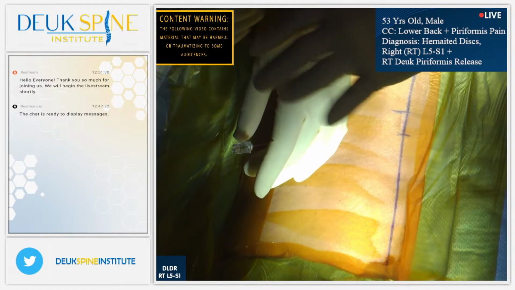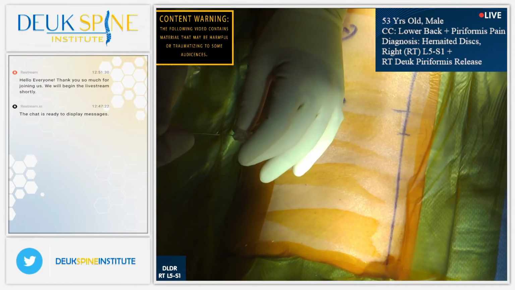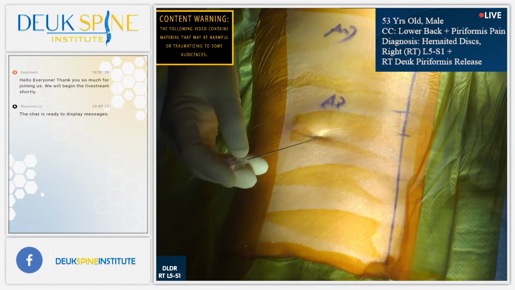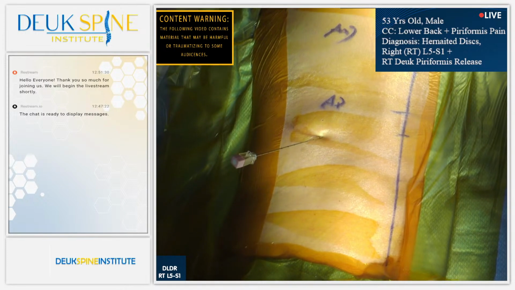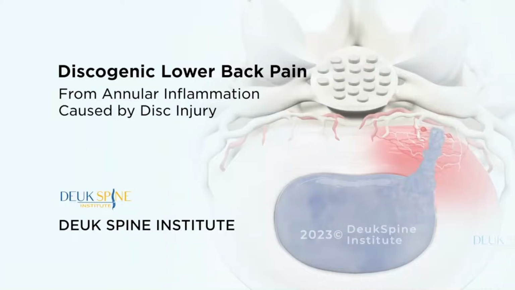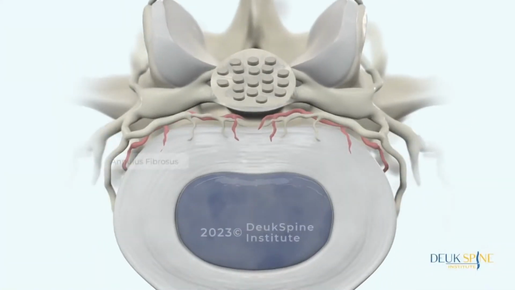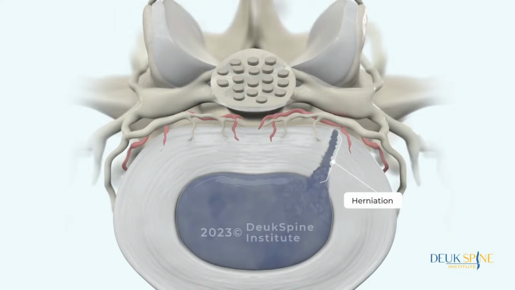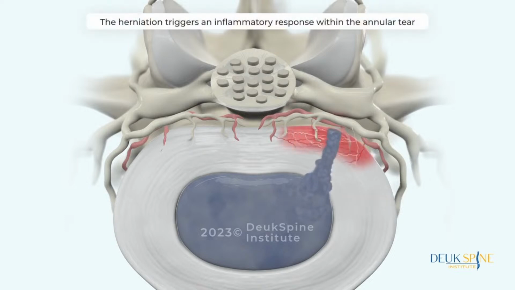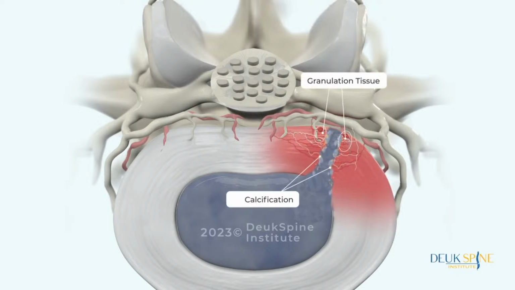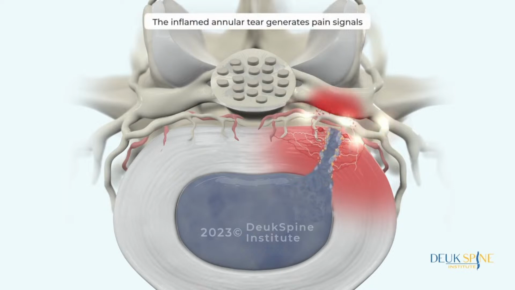Why don't we show them how these disc herniations, bulges, extrusions, protrusions, ruptures, slip discs, how does it all equal back pain, leg pain? Disc injuries start with an annular tear, damaged nucleus. Pulposus herniates into the annular tear. The herniation triggers an inflammatory response within the annular tear. The inflamed annular tear generates pain signals.